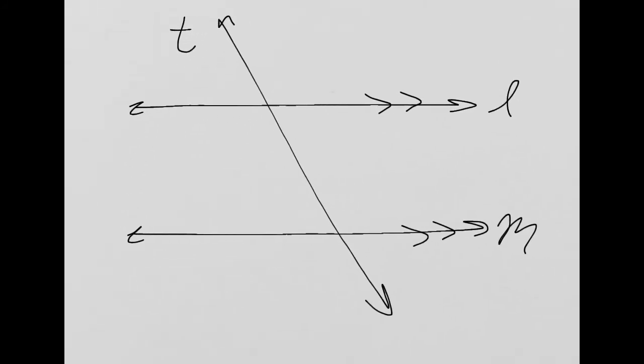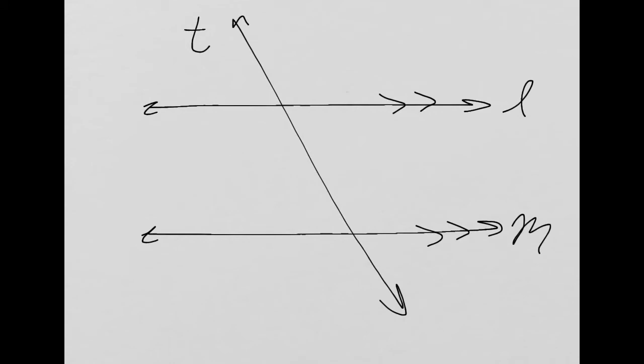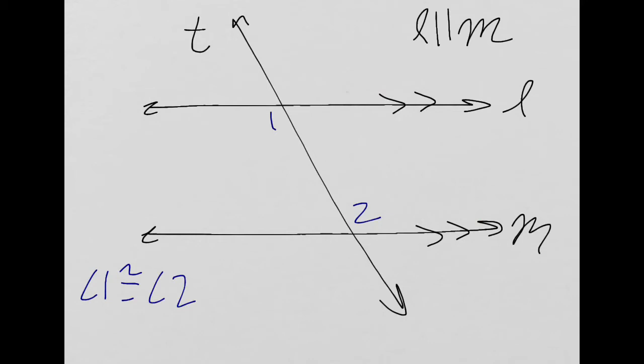So here I have line L is parallel to line M. Notice that I've marked it using the symbol to show that lines are parallel, and they're cut by transversal T here. So let's say that I have angle 1 and angle 2 here. Angle 1 is going to be congruent to angle 2. Also, if I have angle 3 and angle 4, then angle 3 is going to be congruent to angle 4.